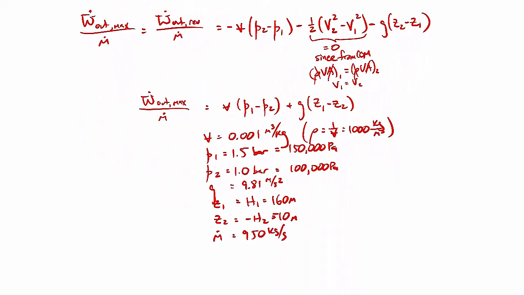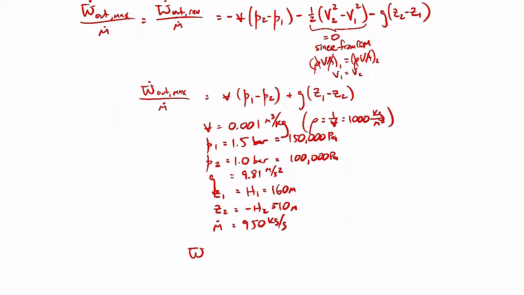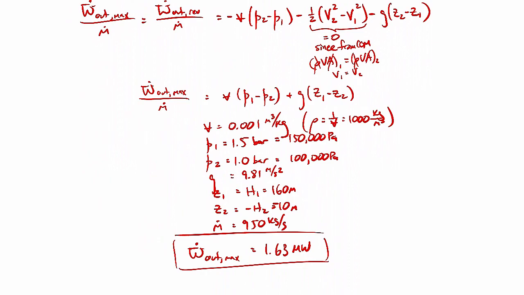So we can plug the numbers in to get the power. The maximum power out would then end up being 1.63 megawatts. This will be the maximum power you can get. The actual power will be less because a real system would have some irreversibilities to it. All right, that's all there is for this example.